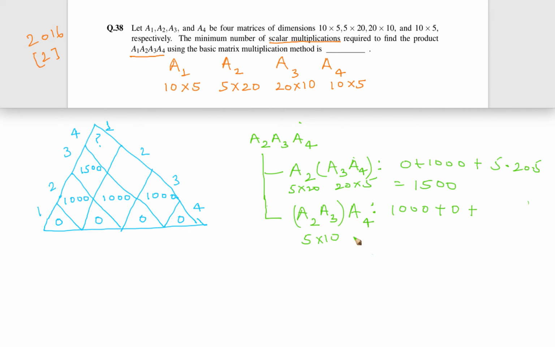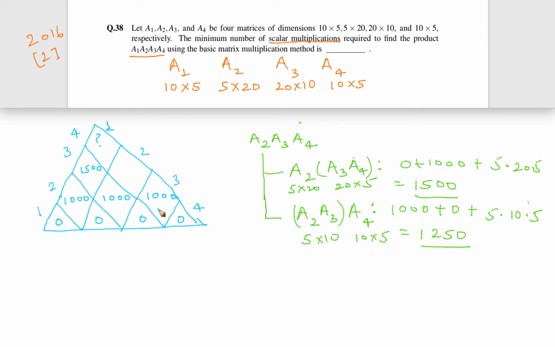A4, this dimension is 10 cross 5. So the total number of scalar multiplications will be 5 into 10 into 5, and overall it is going to be 250 plus 1000, which is 1250. Among these two, 1500 and 1250, the minimum one is 1250. So for A2 into A3 into A4, the minimum number of scalar multiplications will be 1250.